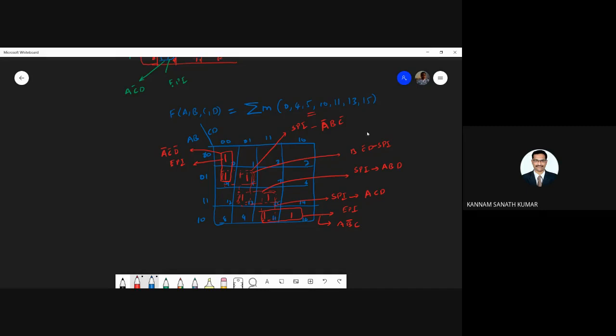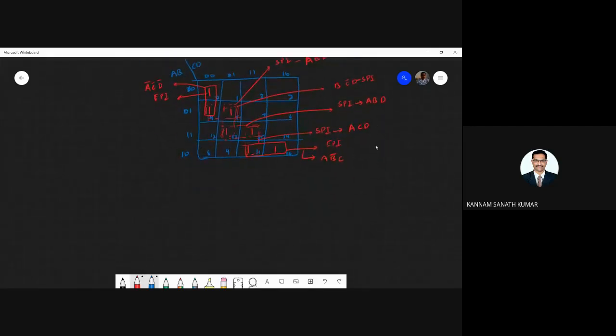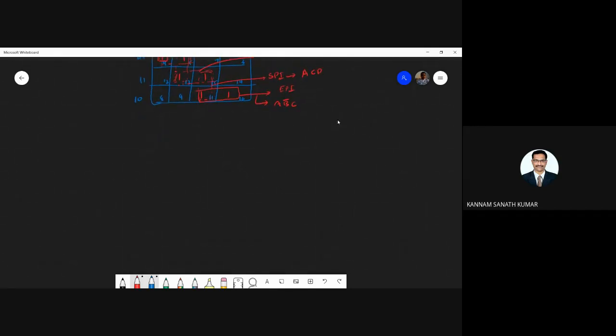Same as for POS, you have false prime implicants, essential false prime implicants, redundant false prime implicants, and selective false prime implicants. So till now I explained about SOP. For max terms also, you need to remember what are max terms. Max terms are nothing but false min terms.